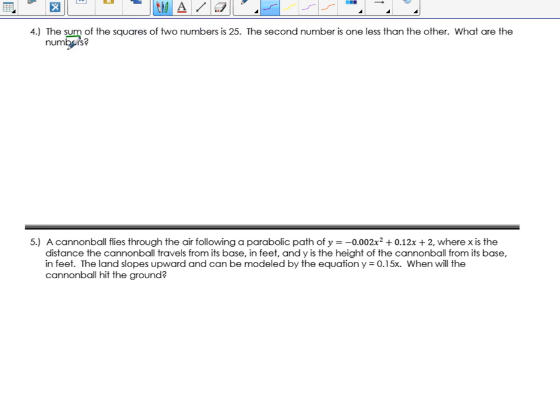We're going to use x and y. So we have to square both of them and add them together. So x squared plus y squared equals 25. That's what that sentence says, okay? The sum of the squares of two numbers, x and y, is 25, okay? Then it says the second number, so in this case, let's say y, always equals one less than the other. That means I have to take the other number, which is x, and take one away, okay?